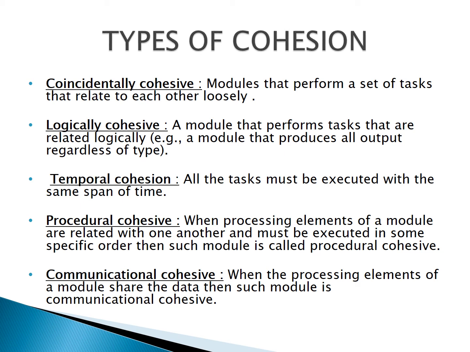The next is temporal cohesion. Here, all the tasks must be executed within a small span of time. The next is procedural cohesive. That is, when the processing elements of a module are related to one another and must be executed in some specific order, then such a module is procedural cohesive. The last one is communicational cohesive. When the processing elements of a module share the data, then such a module is called communicational cohesive.